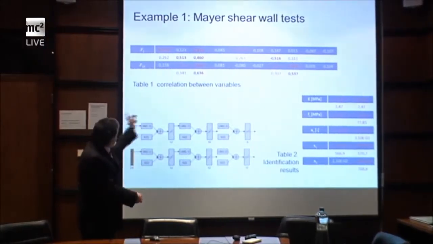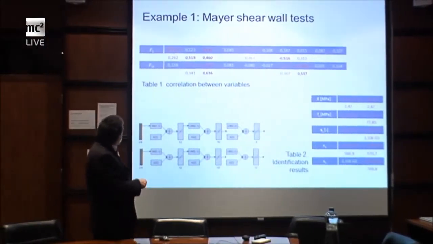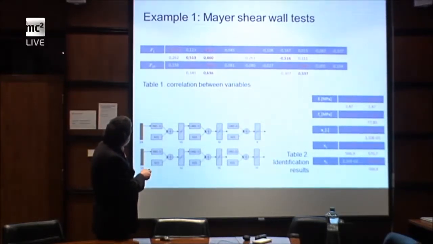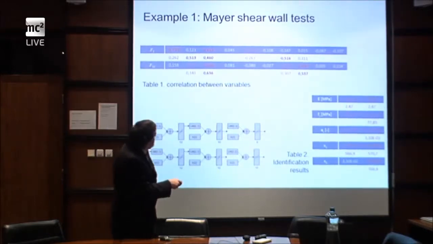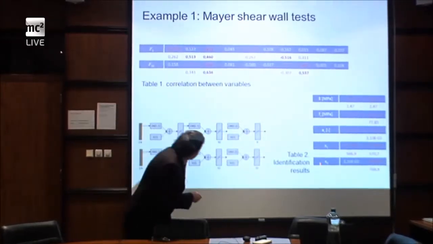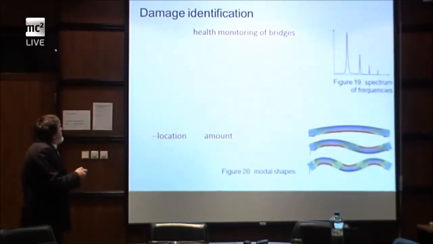Oh, sorry, this slide should maybe have been before. Here is the result of the sensitivity analysis, non-parametric Spearman correlation, which highlighted some levels of sensitivity, and these are the selected 6 and 10 parameters for identification. I will switch to damage identification.